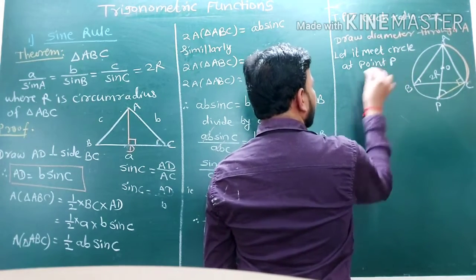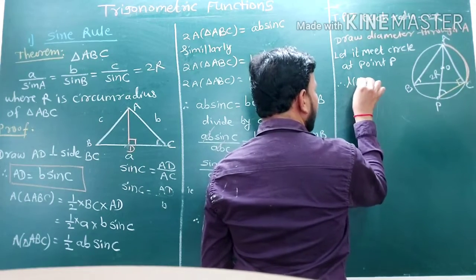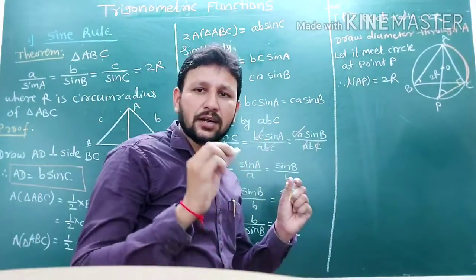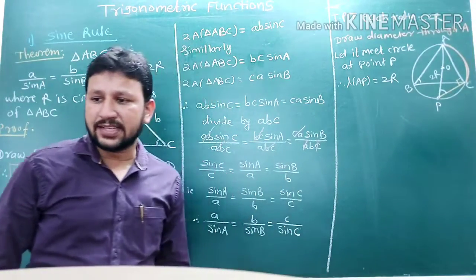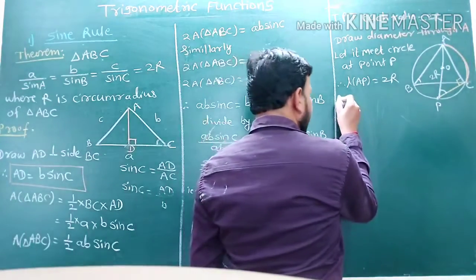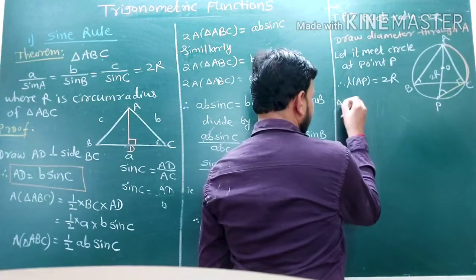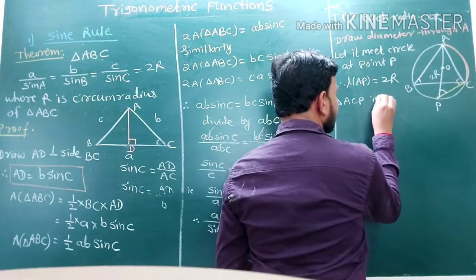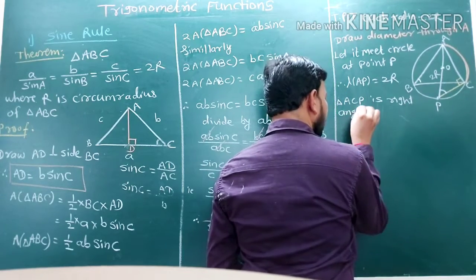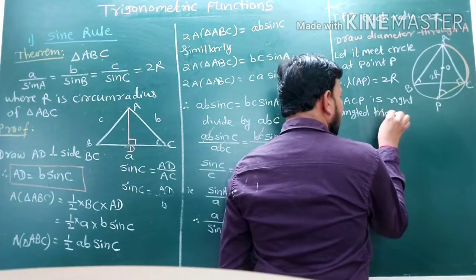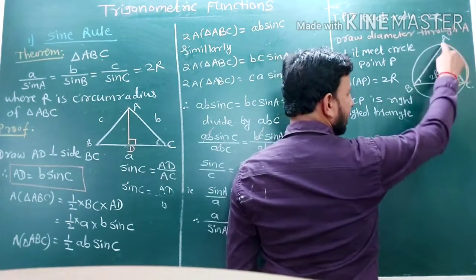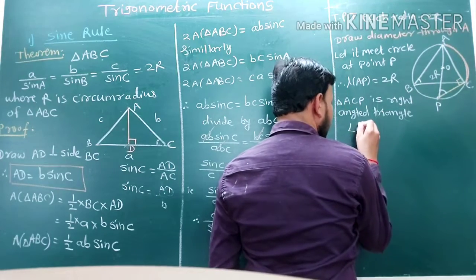At point P. Therefore, length of AP is equal to 2 times r because it is the diameter of the circle. Next, triangle ACP is a right angle triangle. Then the other part is angle ABC and angle APC, both are equal.